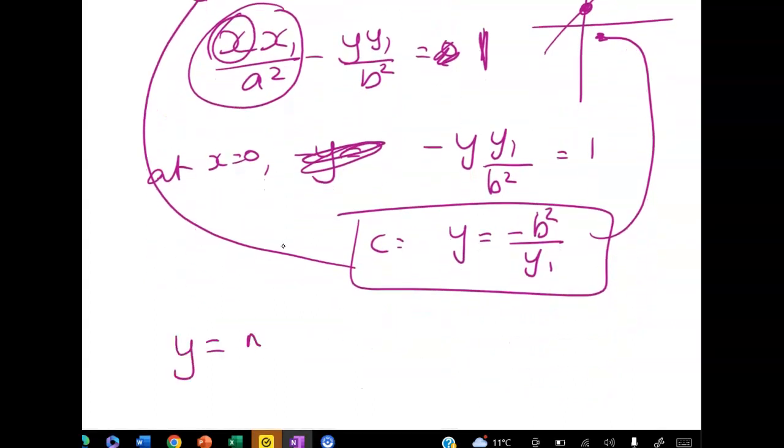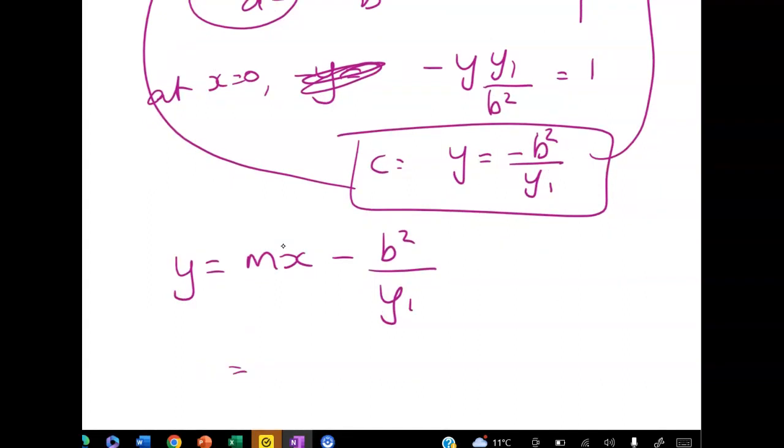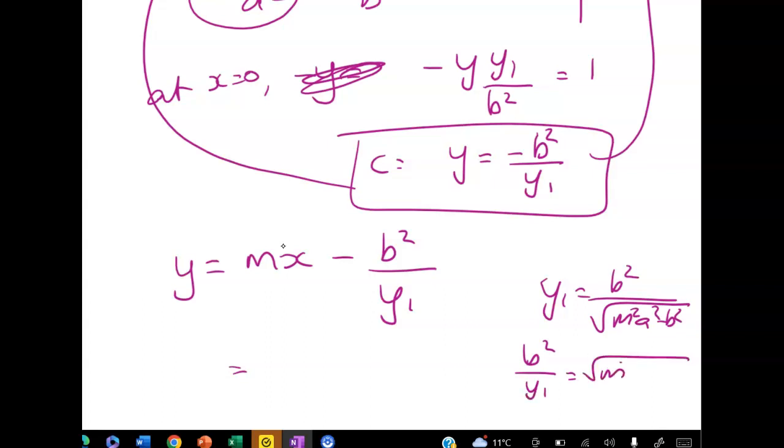So that makes it really easy also for getting to my answer. So y is equal to mx plus c is y equals mx minus b squared over y1. But we know about b squared over y1 because we've figured out what y1 is from above. So remember, y1 was equal to b squared over this. So b squared over y1 is equal to the square root of m squared a squared minus b squared. So there are two different ways to do it, but whichever way you take, you're going to go quite far through and get your x1 and y1 first.